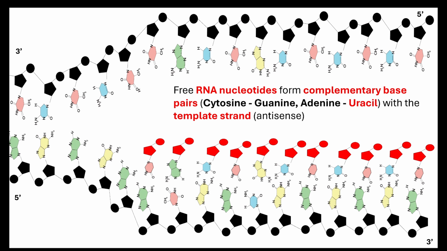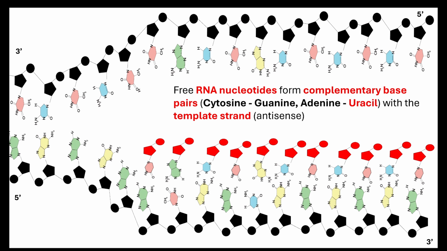Now, it's important to know of the double helix strand, there's only one of the strands which acts as a template. That's known as the antisense strand. That is the antisense strand because it is going to complement the code.